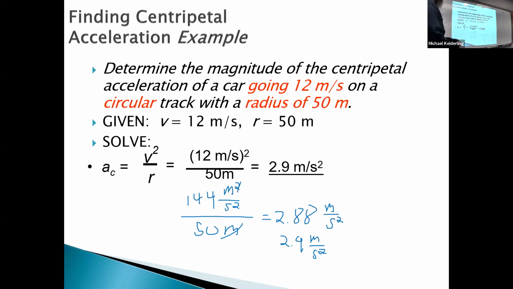So here it's written out. 12 meters per second squared is 144 meters squared per second squared. One of those meters cancels with the meters in the 50, and you're left with 2.88 meters per second squared.